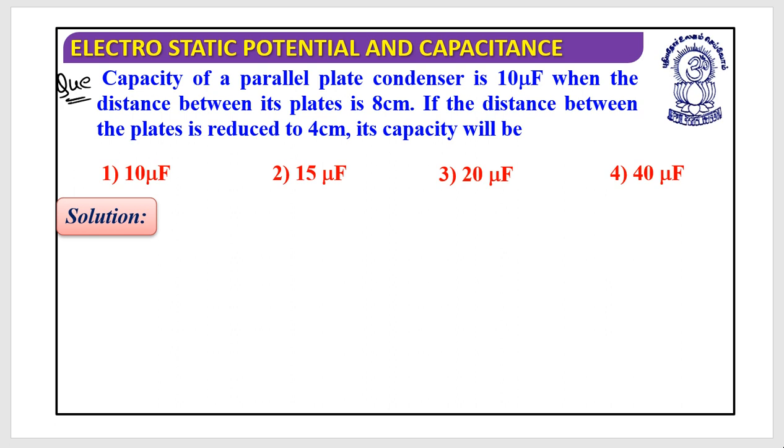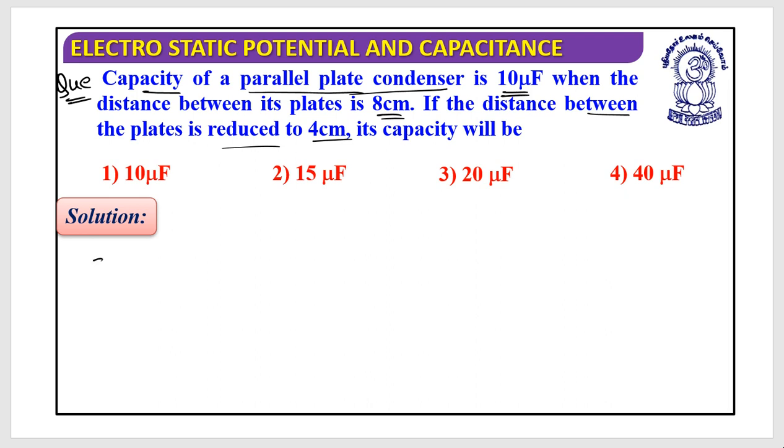Now look at this carefully and do this with me. Have your pen and paper and start doing it. What they have given is that capacity of a parallel plate condenser, a PPC, parallel plate capacitor, is 10 microfarad when distance between its plates is 8 centimeter. If the distance between the plates is reduced to 4 centimeter, its capacity will be.